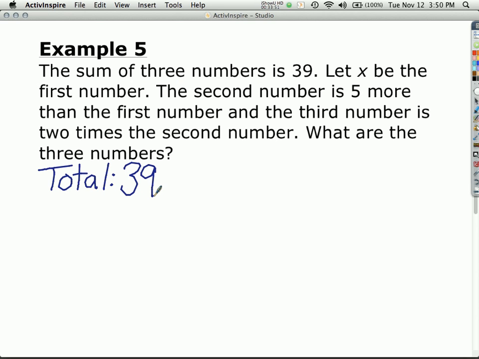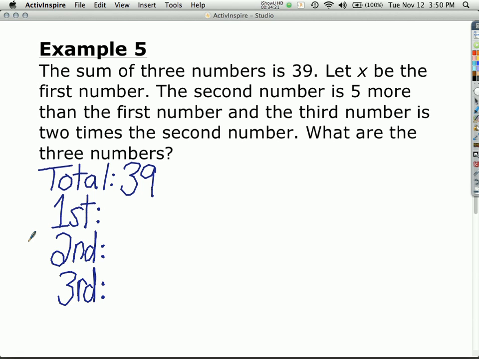Instead of writing down flat fee and rate and what's missing, we are going to write down the three different numbers because we're looking for three numbers. So we are looking for the first number, we're looking for the second number, and we're looking for the third number. They're all missing. But we have some information about each one of them.